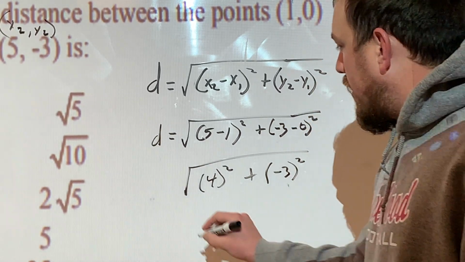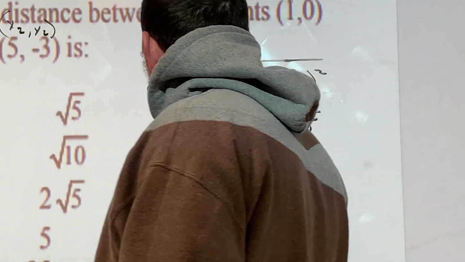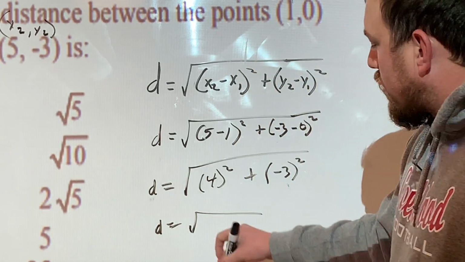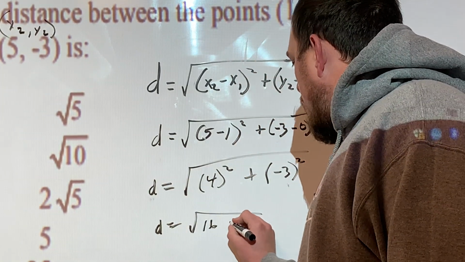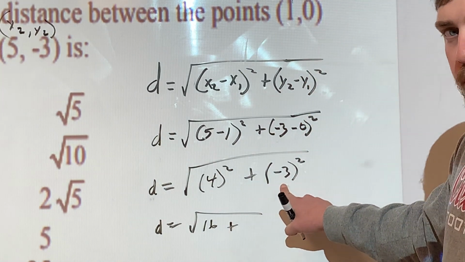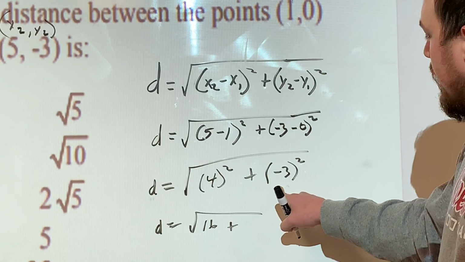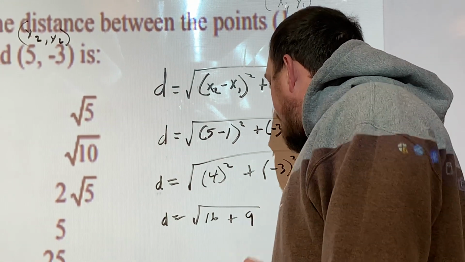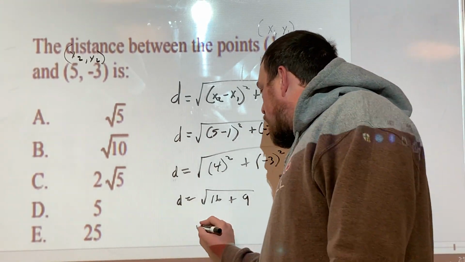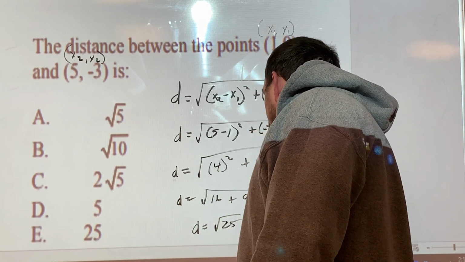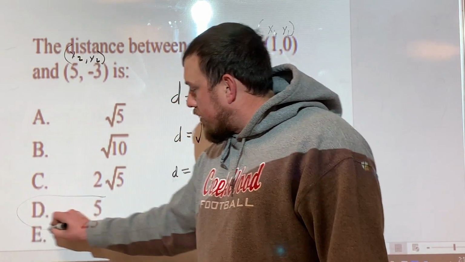Now we need to square those. We'll continue to bring our distance down there. So distance is equal to the square root of 4 squared is 16 plus negative 3 squared, that's negative 3 times negative 3. A negative times a negative is a positive. So that's going to be positive 9. 16 and 9 is 25. Distance is equal to the square root of 25, which is 5, and is answer choice D.